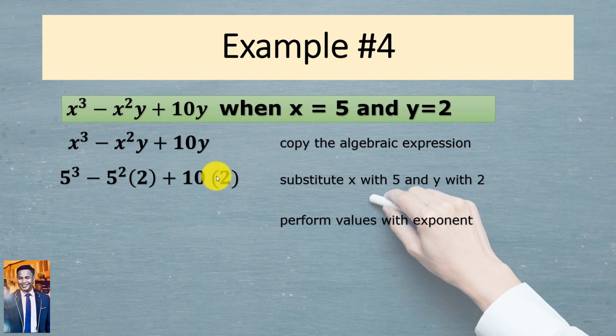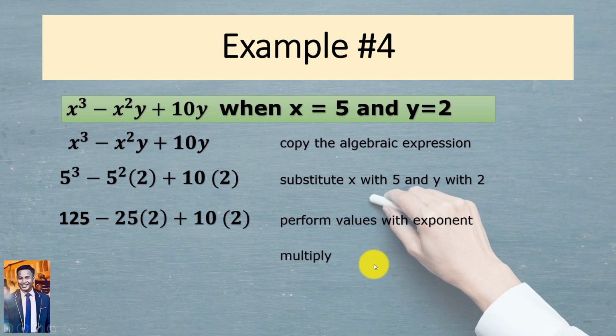Next, we perform the values with exponent. Remember, we apply again our PEMDAS. So 5 raised to 3 becomes 125. 5 raised to 2 becomes 25. Okay? Next, we multiply. We multiply 25 times 2 tsaka 10 times 2. And that becomes, yung 25 times 2, naging 50. And 10 times 2, naging 20.